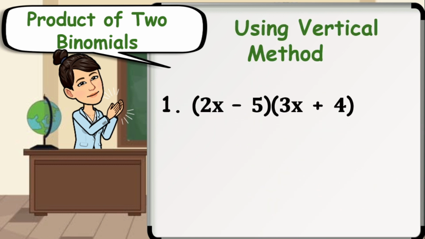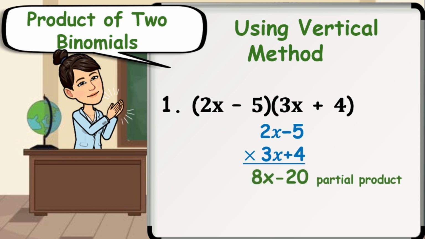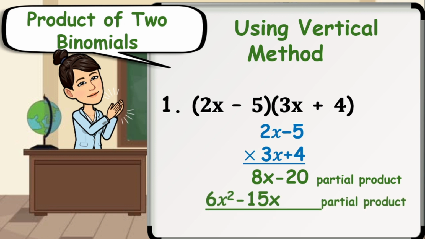Example number 1. Use the vertical method to multiply and simplify the quantity of 2x minus 5 times the quantity of 3x plus 4. First, we multiply 2x minus 5 by positive 4. That is 8x minus 20 as our partial product. Next, we multiply 2x minus 5 by positive 3x. So that is 6x squared minus 15x as another partial product. Combining like terms, we have 6x squared minus 7x minus 20 as our product.